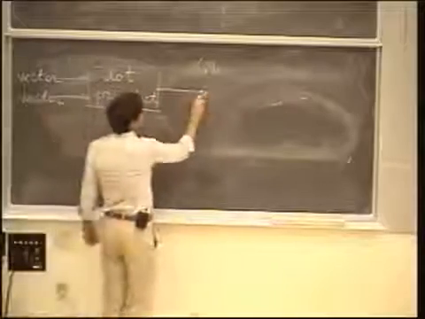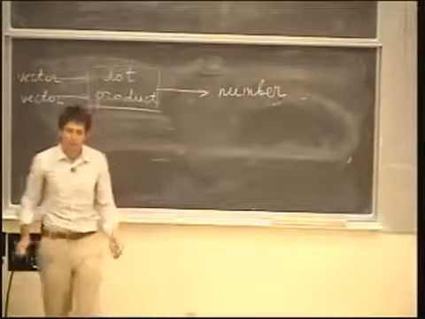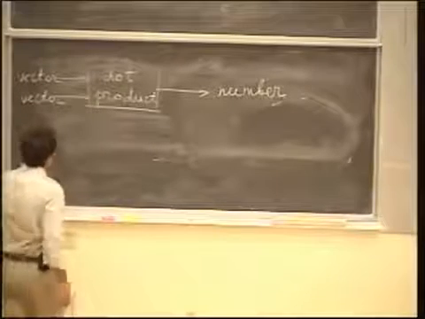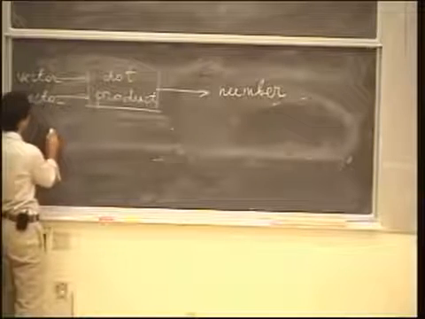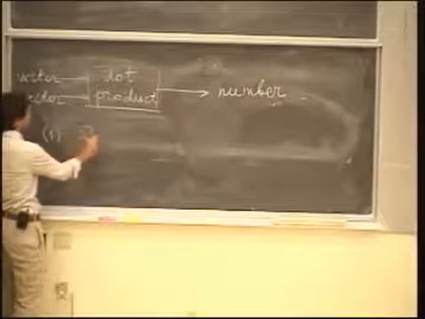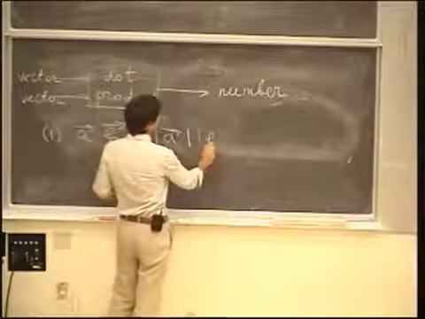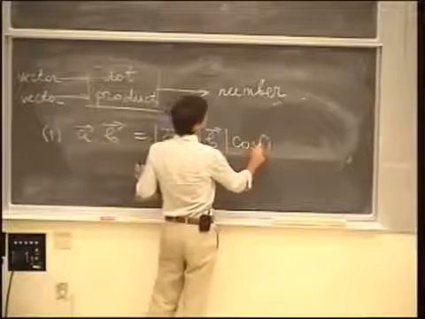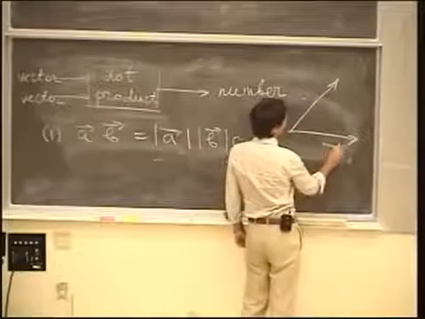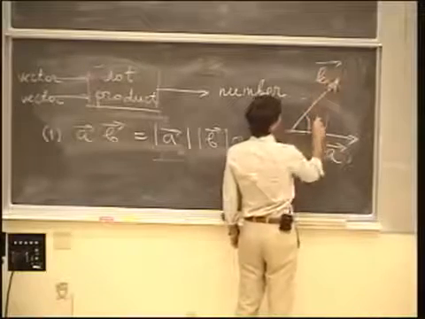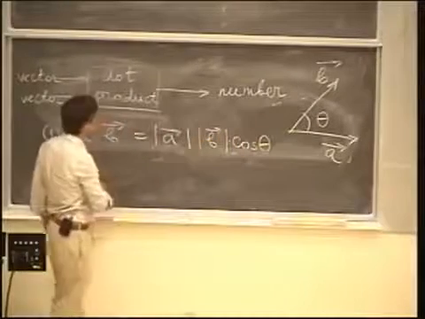But the output is a number. The output is a number. And I explained last time that there are two ways to define the dot product of two vectors. The first way is geometric. We talk about the magnitudes of the two vectors and the cosine of the angle between them, which we call theta. So it's just the product of these three numbers.